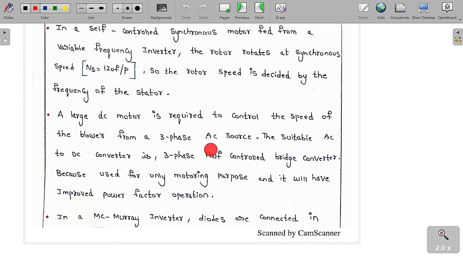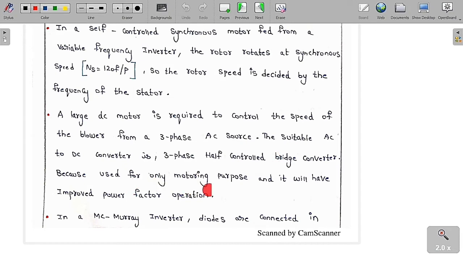So for this DC motor, we are going to use a three-phase AC source as the input, and we need to control the speed of the blower. A suitable AC to DC converter is a three-phase half-controlled bridge converter. With the help of this converter, we are going to convert the three-phase AC into DC voltage. This DC voltage we are going to give to the DC motor, and then it is going to control the speed of this blower.